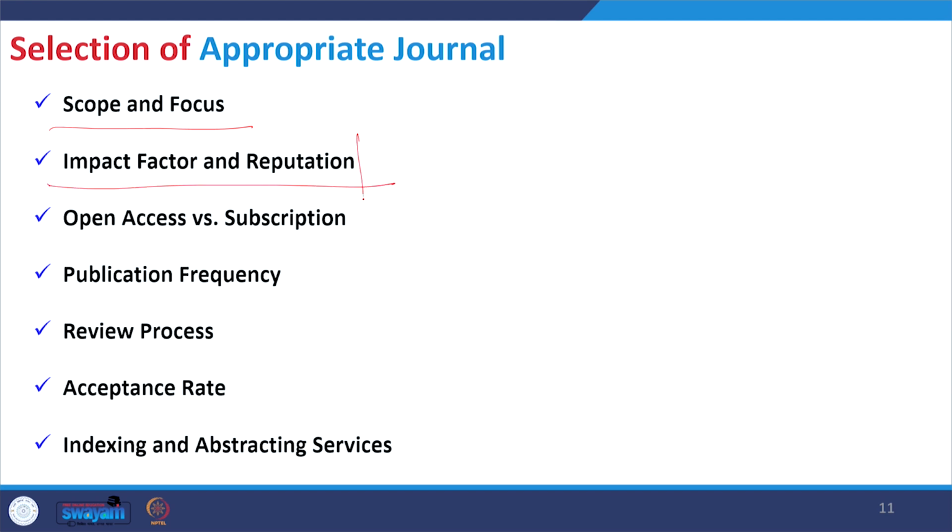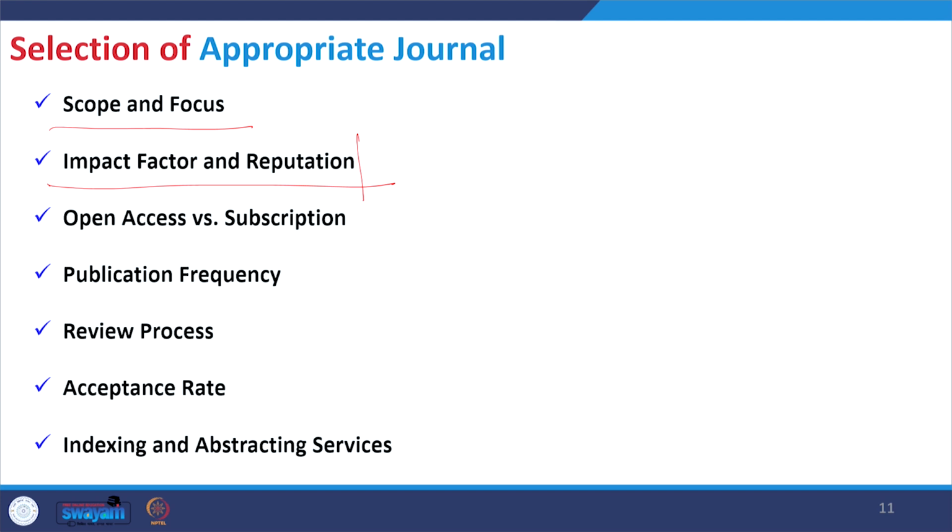Then impact factor and reputation. Normally, if the impact factor is higher, that is better. Impact factor is normally a calculation of the citations a particular journal gets over a period of time, divided by the total number of documents published in that journal. So if the impact factor is higher, that means that particular journal is being cited more often in that discipline.